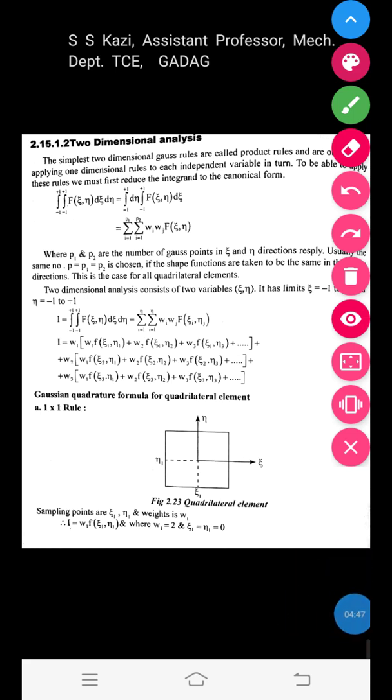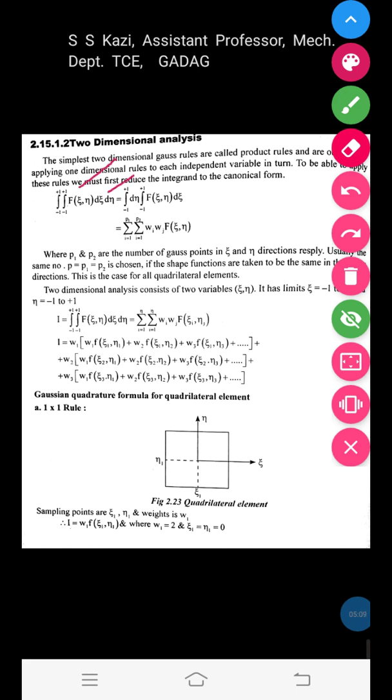Okay, my dear students, in the previous video we have discussed one-dimensional analysis integrals using the Gaussian integration method, how to evaluate the given integral for one-dimensional analysis. Now we will consider two-dimensional analysis, wherein we will consider the limits -1 to +1 of f of zeta, neta d zeta d neta.